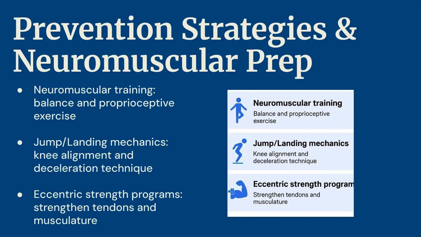Prevention strategies and neuromuscular prep. Neuromuscular training involves balance and proprioceptive exercises. Jump and landing mechanics include knee alignment and deceleration technique. Eccentric strength programs typically aim to strengthen tendons and the musculature.